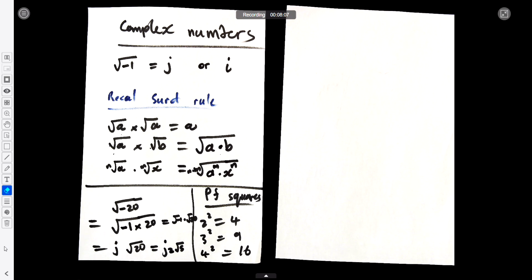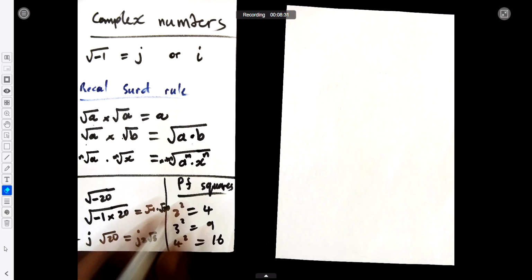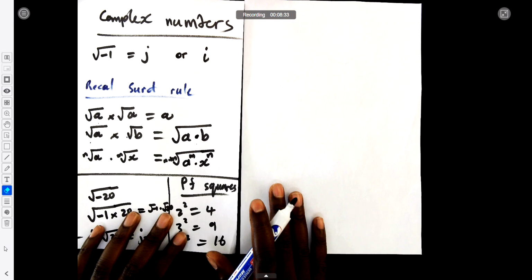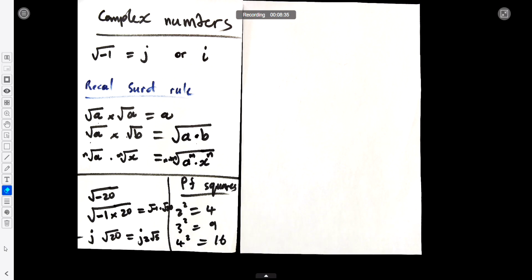So where does it come from? We make sure we get rid of the negative 1 and then find the root of 20. When they say simplify, this is what they mean. Make sure we express the number in complex form, because we know the square root of a negative is undefined. So the square root of 20 is 2 square root 5.